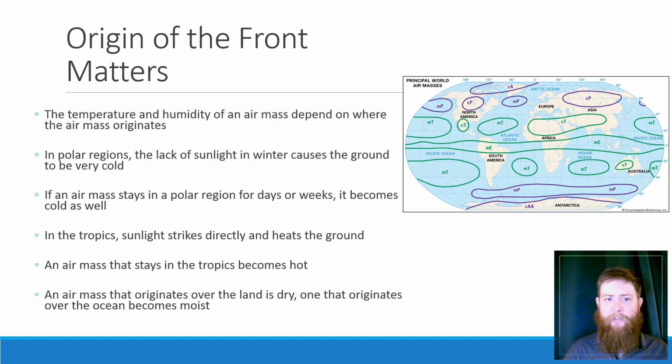Air masses that originate over land tend to be drier because there's not as much liquid there, versus the ones that form over oceans. If you're an air mass forming over the ocean, you're going to pick up a lot of water inside of you. And as you move onto the continents, you'll probably lose that in the form of rain.